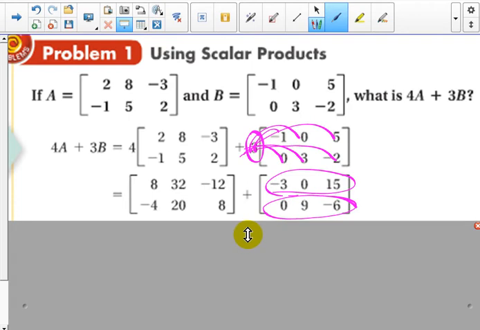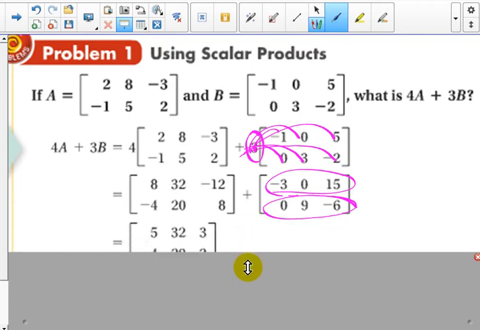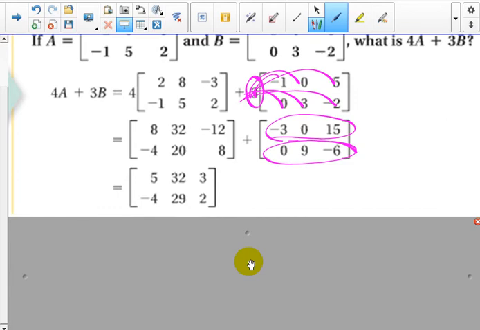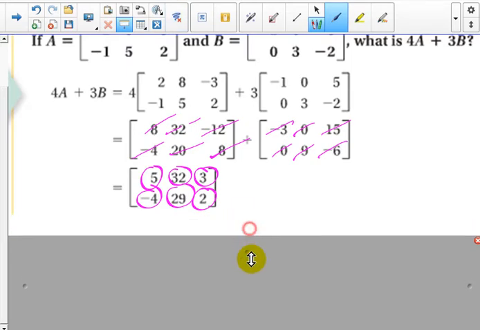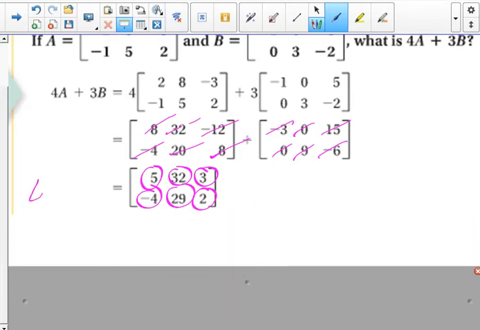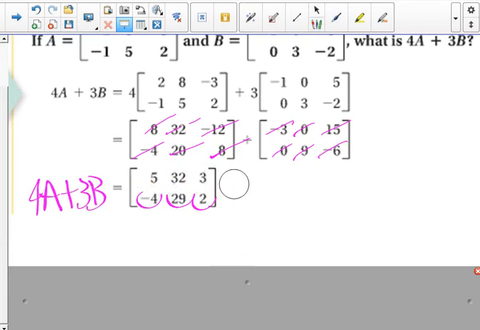All right. So now our next step is to add the two matrices. So when we do that, we're going to go 8 plus -3 is 5. 32 plus 0 is 32. -12 plus 15 is 3. -4 plus 0 is -4. 20 plus 9 is 29. And 8 plus -6 is 2. And that's your answer. So in the end, you can say 4A plus 3B is equal to this last matrix.